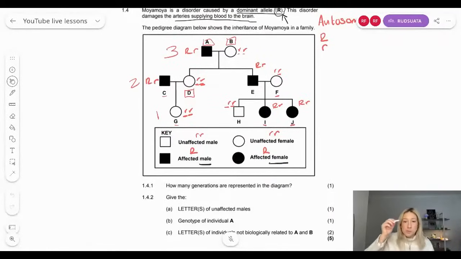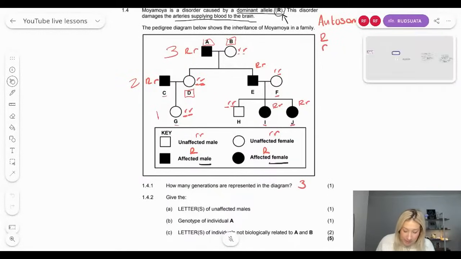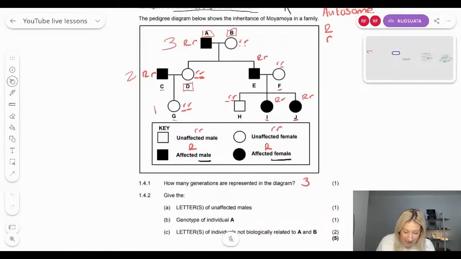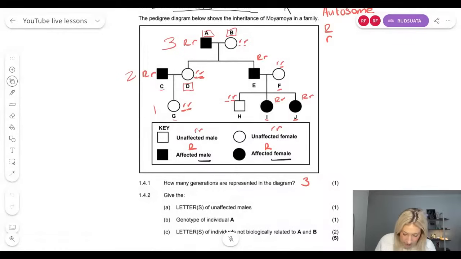Remember, generations are speaking to lineages or the amount of levels of children and offspring, including the parents. So we've got 3. Then it says, give the letters of the unaffected males. So we look here. This is also so easy, guys. Come now. Unaffected males. Remember, those are uncolored in circles, which in this case is going to be H. I think that's the only unaffected male. Let me just double check.